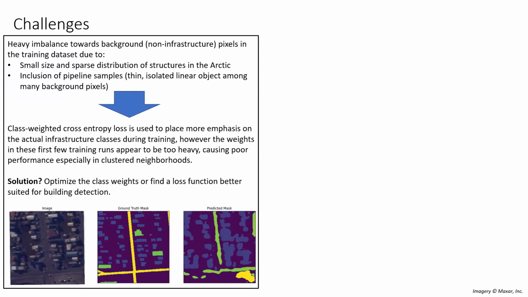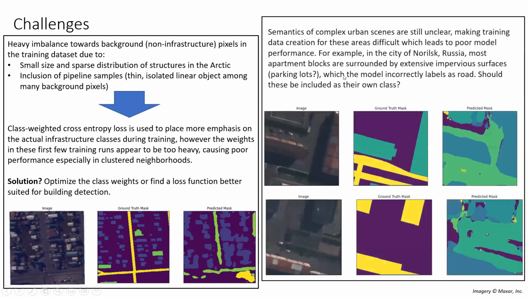This is why I've used a class-weighted cross-entropy loss function, which basically can be used to force the model to learn your minority classes. But it seems like it's actually weighting the minority classes too heavily, which is causing over-segmentation of these buildings, like you can see here. And then, going back to this, the Norilsk, Russia predictions.